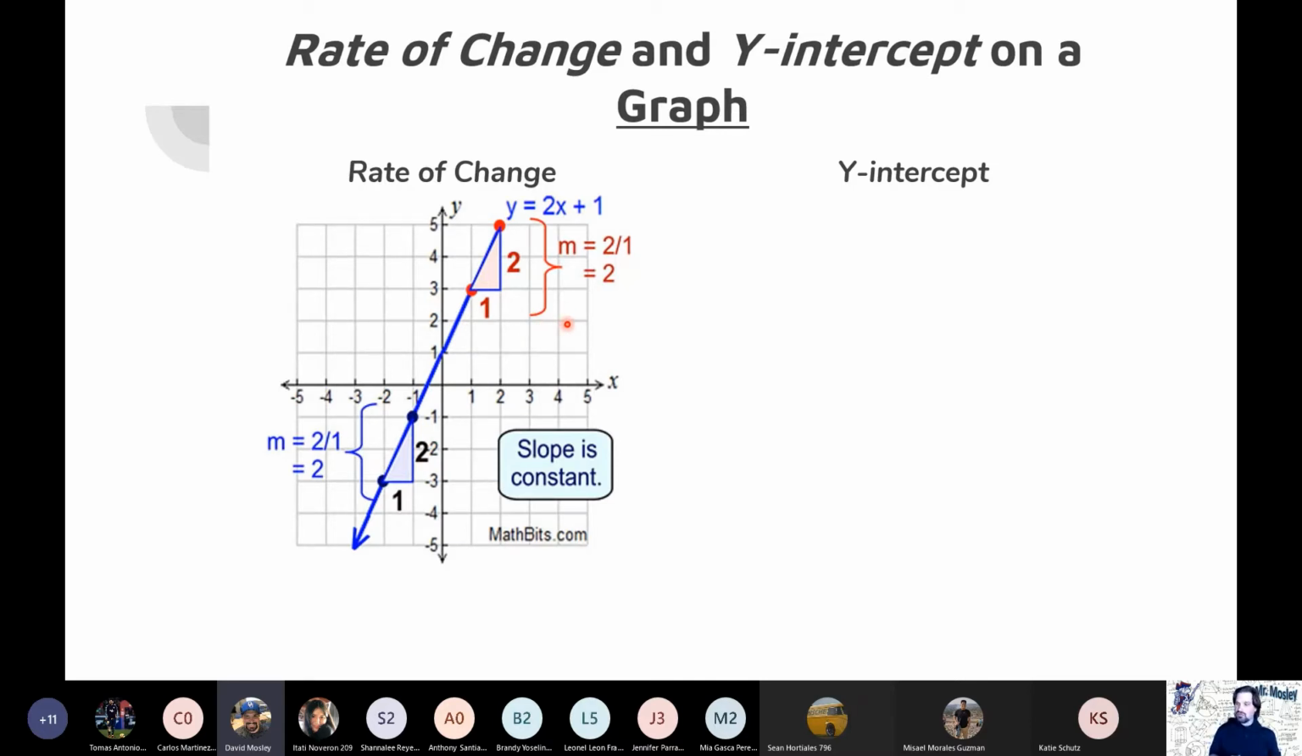So we can use the graph to find our rate of change. Again, in our previous example, we do change in y divided by change in x.